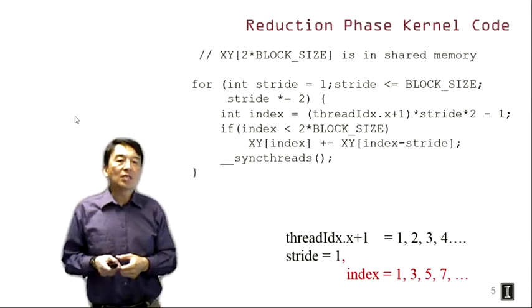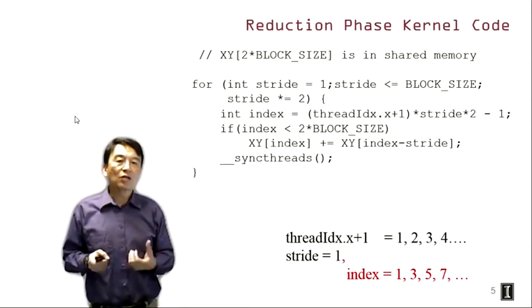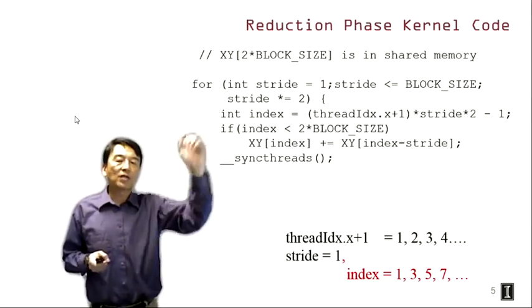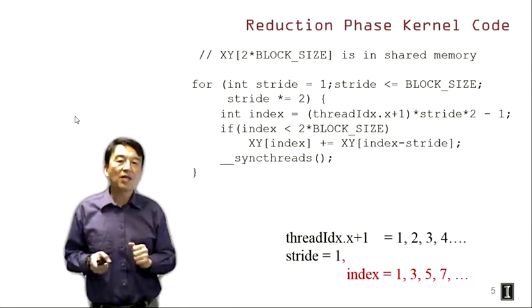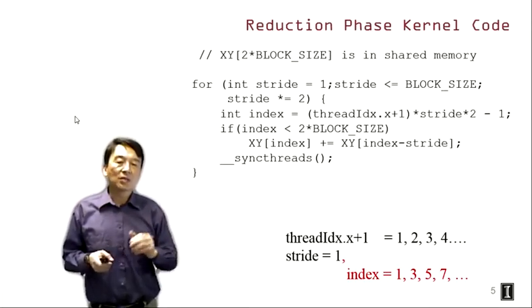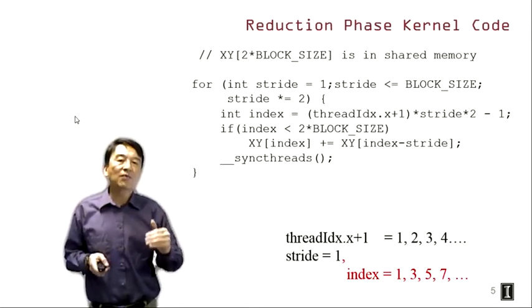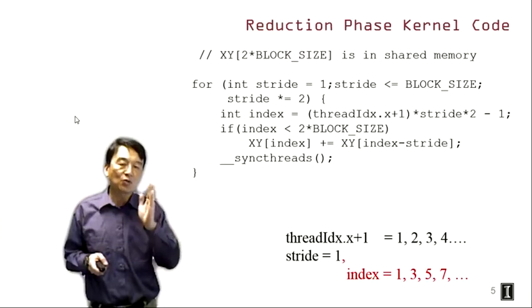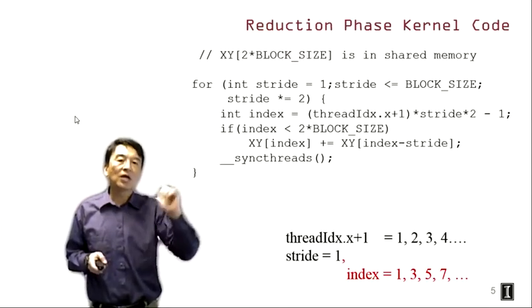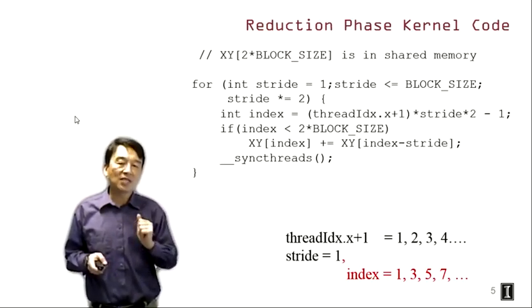So here is the kernel code for the reduction phase. We assume that we have a compile-time constant called block size, which is half the number of elements in each section. So block size really gives us the number of threads that we have in each thread block, and each thread is going to be responsible for loading two elements.